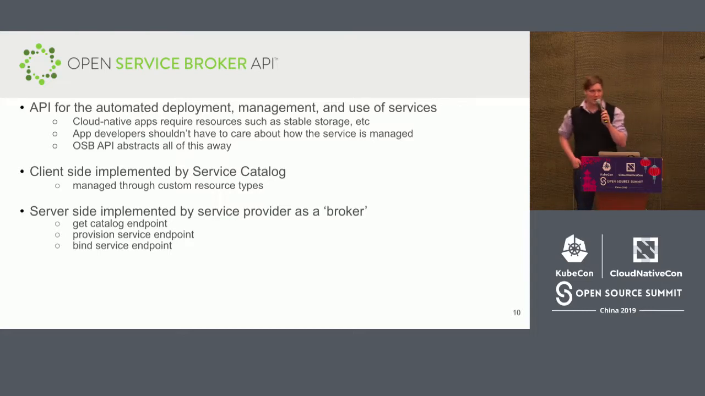It specifies two sides of an API, one for the server side, which is called a broker, and one for the client side, which is the platform, in our case, Kubernetes. It has three main actions: get catalog, provision instance, and bind service.